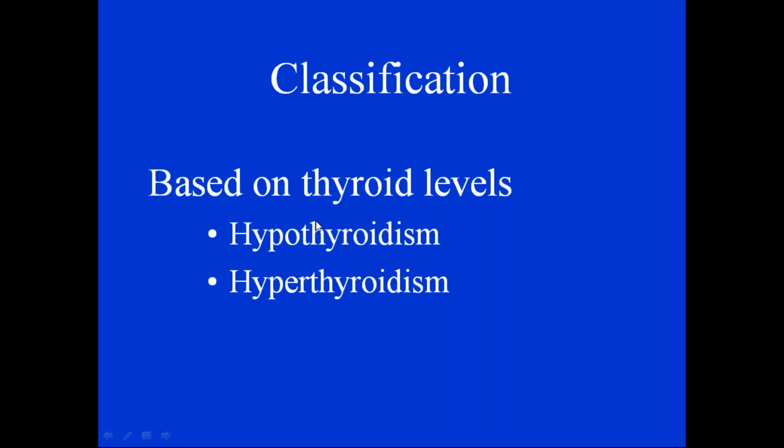Okay, so when the levels of T3 and T4 are less and the TSH is more, it is known as hypothyroid condition. When the T3 and T4 are more and the TSH levels are very less, then it is known as hyperthyroid. Hypo means less T3 T4, hyper means more T3 T4. So these are the two. Based on these levels, we classify the thyroid disorders.